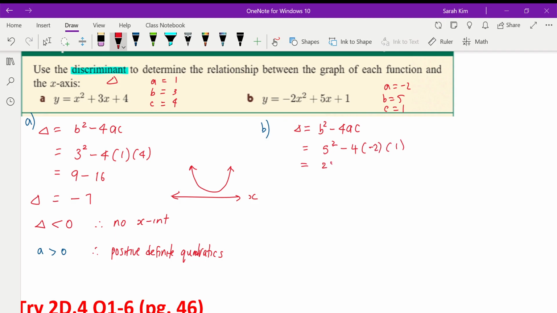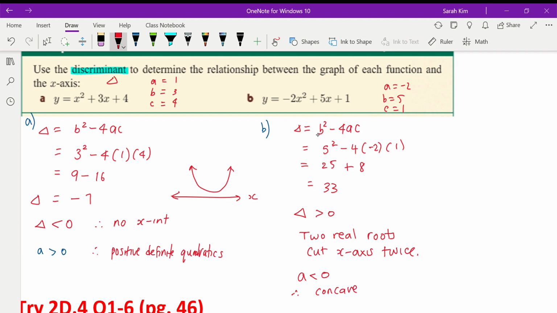So I get 25 plus 8, 33. My discriminant is greater than 0, so I have 2 real roots. So it cuts the x-axis twice. And then my a is -2, so it's less than 0. Therefore, a concave down graph. If I draw that, this is the x-axis, it'll look something like this. Concave down, it has 2 real roots.